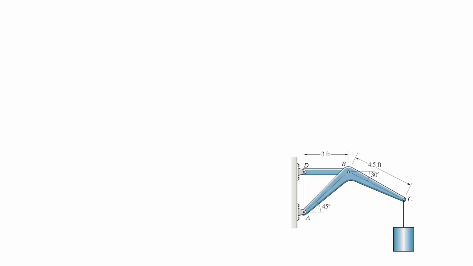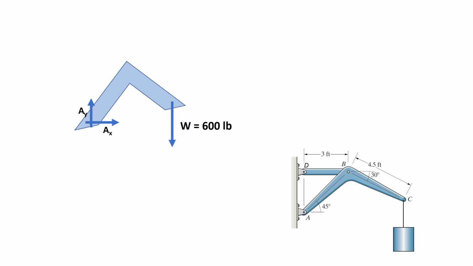I placed the figure here for us to be able to refer to the given in the figure. So this is your angle bar ABC. There's a 600-pound load at C. And then, there's a pin connection at A, with AY and AX. And then, there's a two-force member FBD connected to point B. So again, we know now the direction of FBD. It is horizontal.